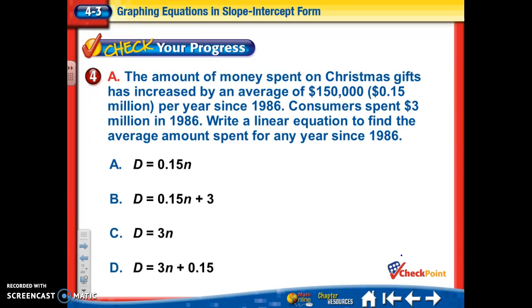The next question then would be, the amount of money spent on Christmas gifts has increased by an average of 150,000 or 0.15 million every year. So up 0.15 per year. So my slope would be 0.15. And it's number of years after 1986. In 1986, they spent $3 million. So the starting value of this little thing is going to be that $3 million. So the one that's going to reflect that, slope of 0.15, up of $3 million, is letter B.